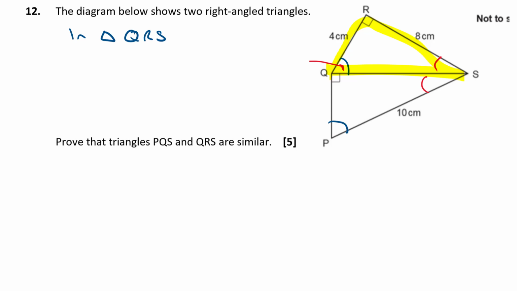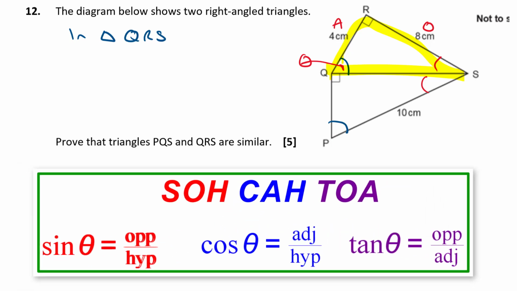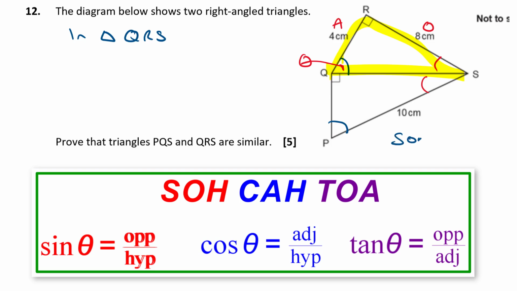What do we know? We've got a right angle, so let's find the angle down here, the blue one, first. So what's that angle there? Let's call it theta. If that's theta, then opposite that is the 8 and adjacent to that is the 4. So what's our mnemonic for trigonometry? SOHCAHTOA. Which ratio has got to do with the opposite and the adjacent? It's this one, tan. Tan is equal to opposite over adjacent.